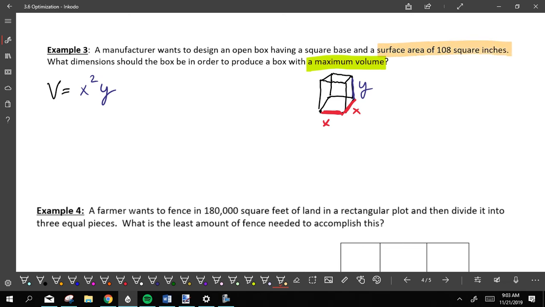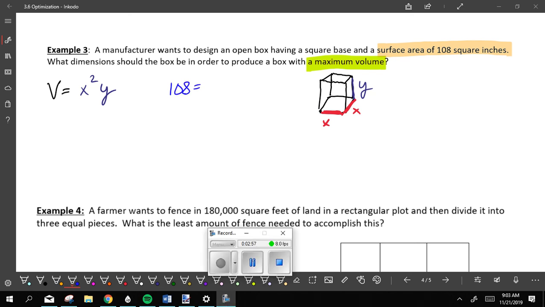I'm going to write an equation about surface area. 108 is equal to the surface area of that box. Take a second with your neighbor and come up with an equation for surface area. What about the bottom? I need an equation that tells me surface area of this. Think about it and break it down into some different concepts here.